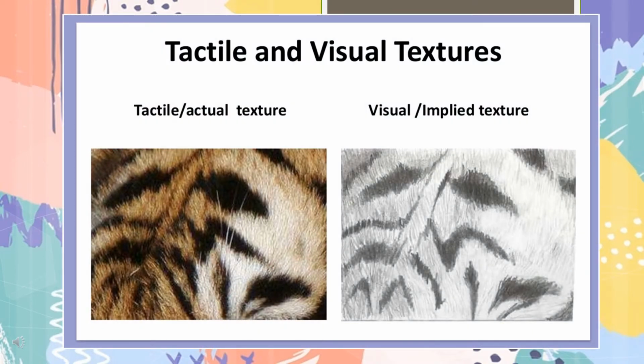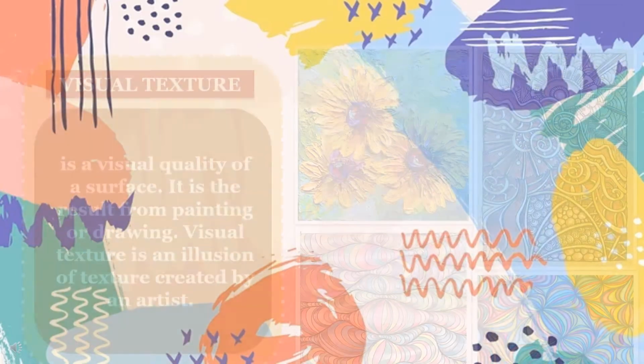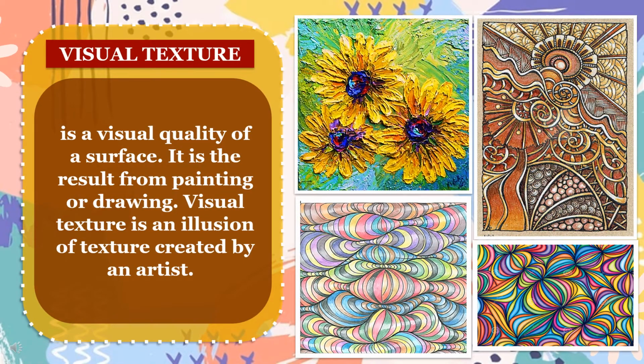Here's an example. So remember, tactile texture is the tactile quality of a surface, such as rough, smooth, sticky, fuzzy, soft or slick. A real texture is one you can actually feel with your hand. Visual texture is a visual quality of a surface. It is the result from painting or drawing. Visual texture is an illusion of texture created by an artist.